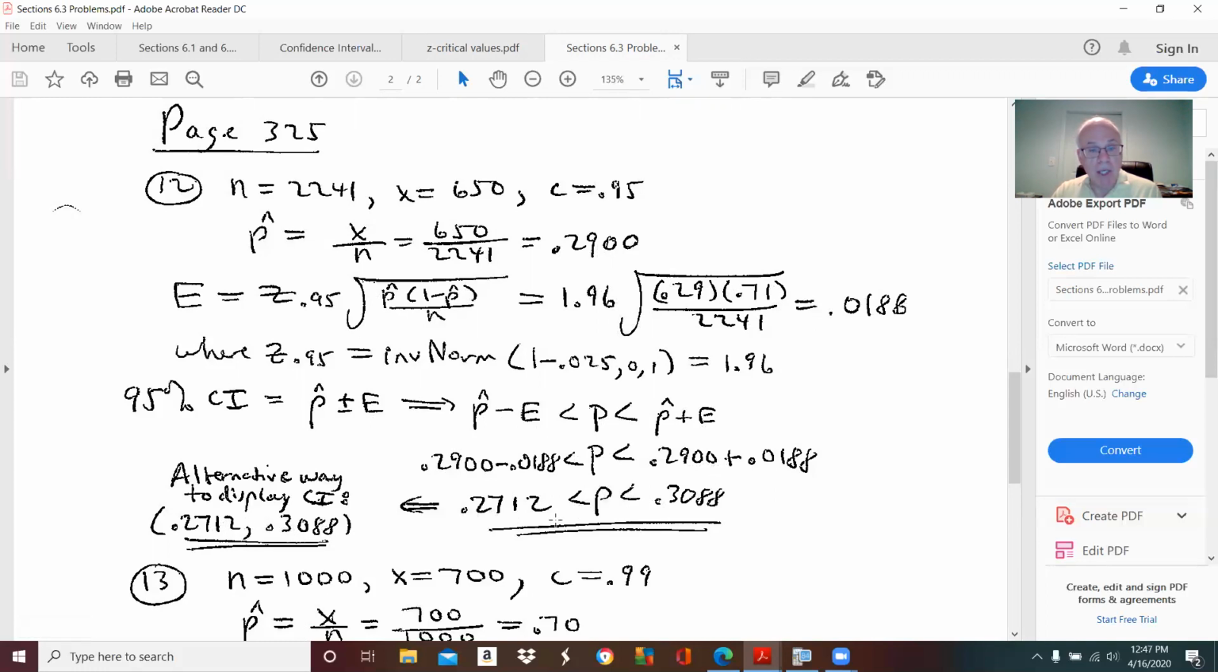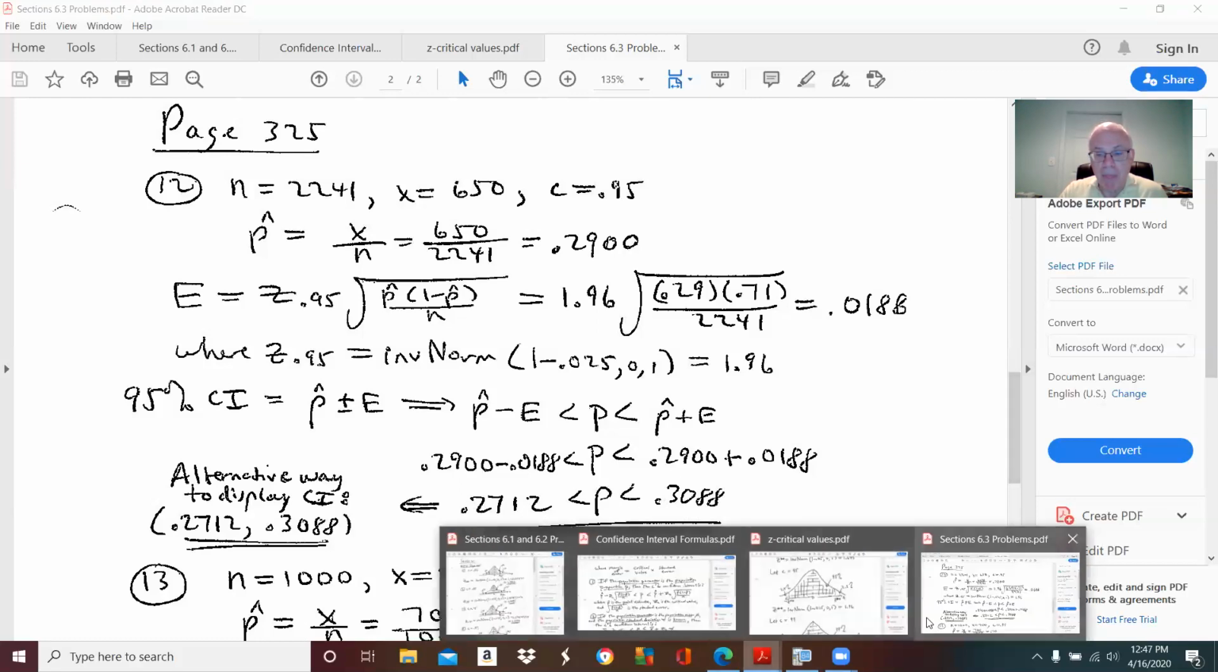And again, we would say in this case, with 95% confidence, we could say that the population proportion of people who made New Year's resolution to eat healthier is somewhere between 27.1% and 30.9%. These percentages in our interpretation are of what? Of all U.S. adults, right? Yeah. All right, let's now go to number 13. Okay. Number 13.